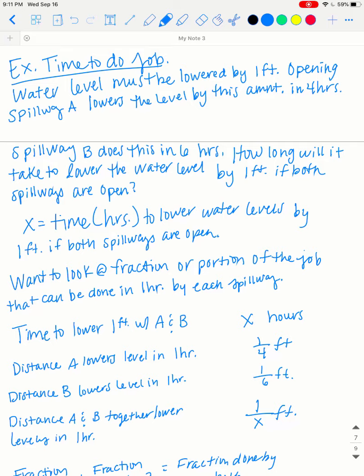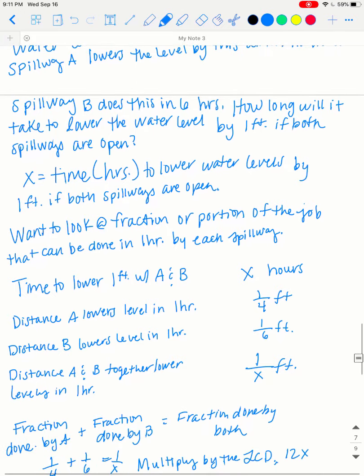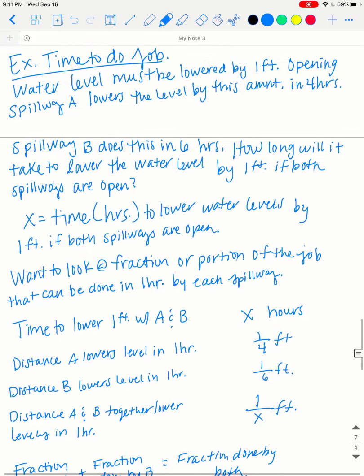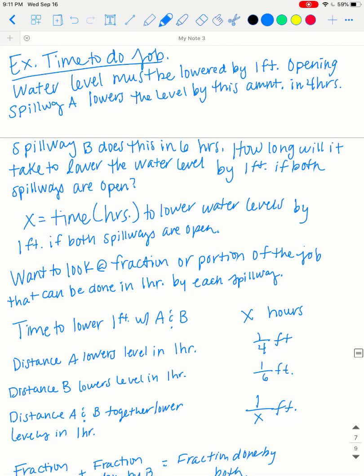This doesn't make sense, because if spillway A can do it in 4 hours, it would be slower by adding someone else to help it, which does not make sense here. So we'll go ahead and proceed. The time to lower 1 foot with A and B, we're saying, is x. Spillway A lowers the level in an hour by 1/4 of a foot, because in 1 hour we're going to get 1/4 of what we could do in 4 hours.